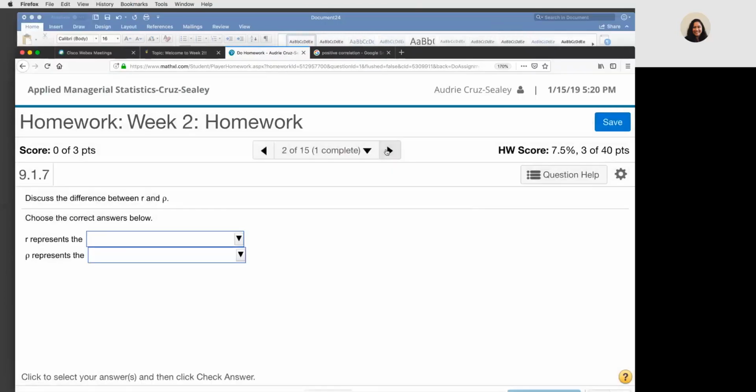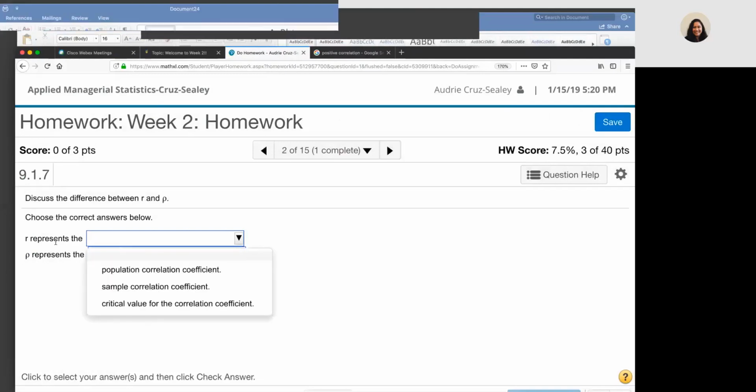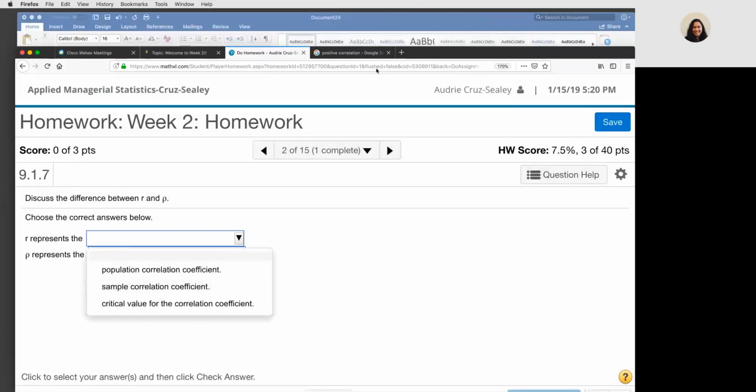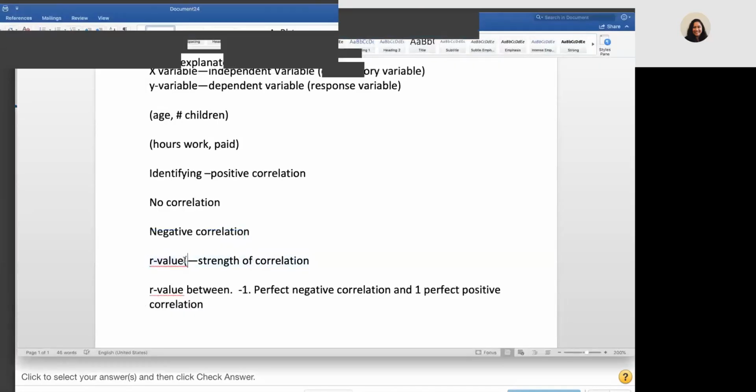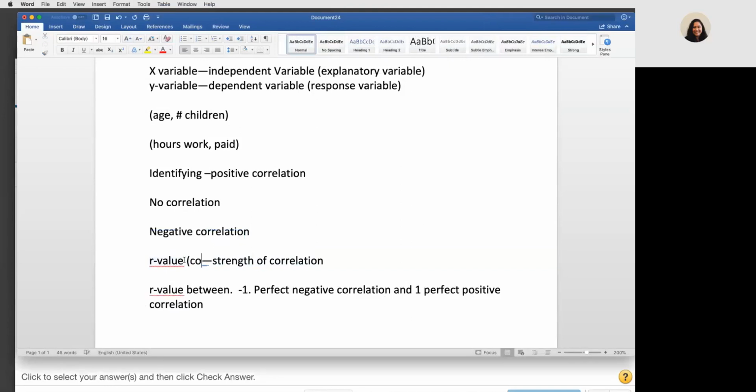All right. Okay, so then we discussed this before, R value. R value represents, let's go back to my notes, the correlation coefficient. So your R value is called the correlation coefficient. Again, that's what it's called, but what it does is it tells you the strength of your relation. Your R value assumes that you're talking about a sample.